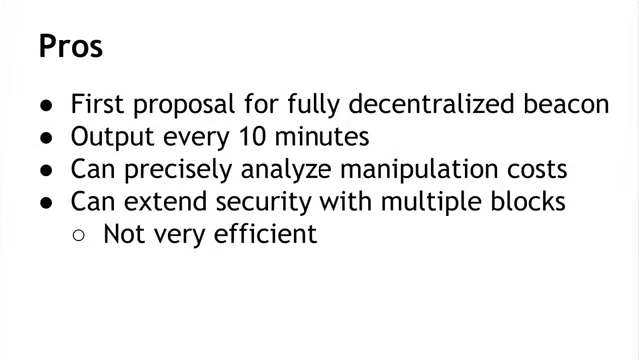So the advantages of this, it's somewhat remarkable that this is the first proposal that's really out there for a fully decentralized beacon. So a beacon that has no central point of trust. And compared to some other processes, it's actually fairly fast. It's not going to output as often as, say, the NIST beacon, which is designed to output as often as possible, but about every 10 minutes you'll get new output from the beacon. And it's also nice that we can precisely analyze what the manipulation costs are here. So we have a fairly simple model, and we can price the cost of manipulating the random output and how many block rewards you'll have to sacrifice.